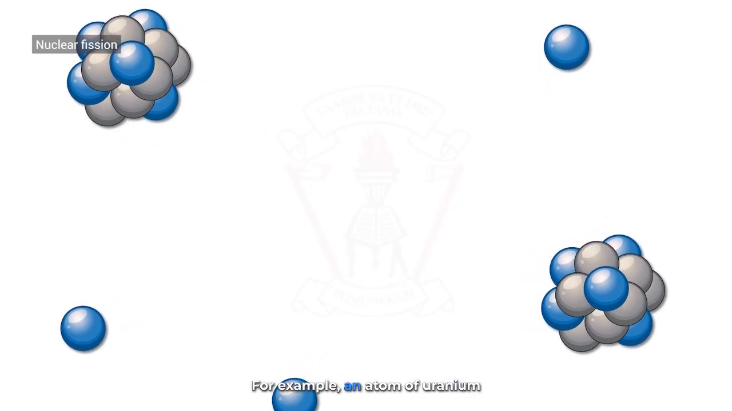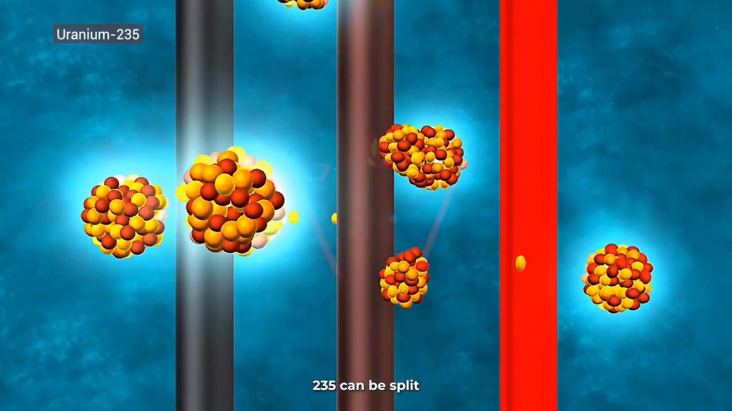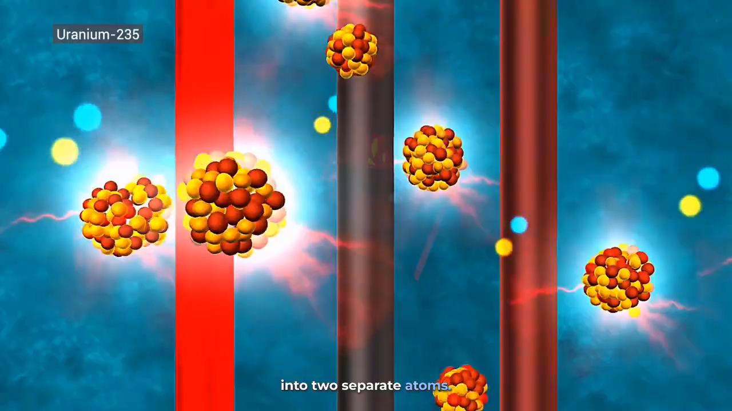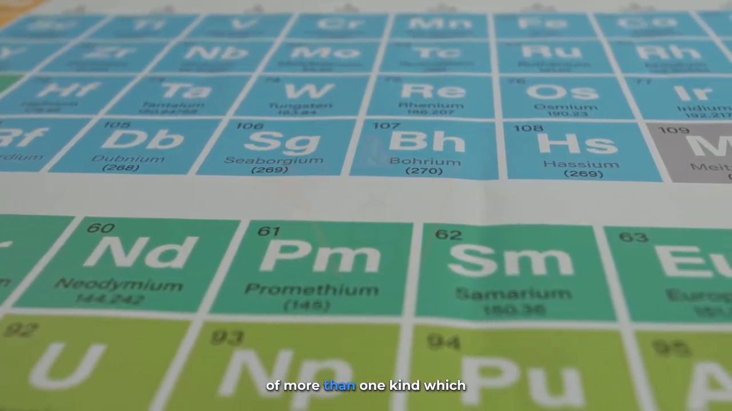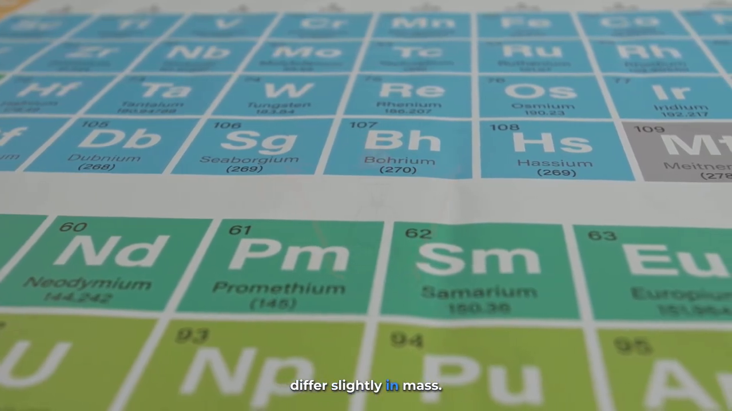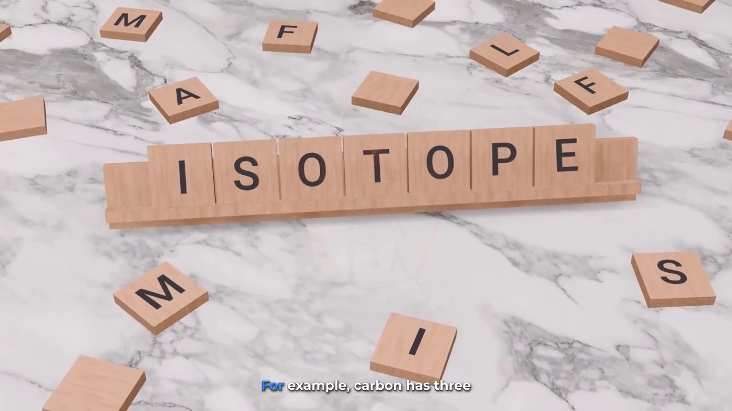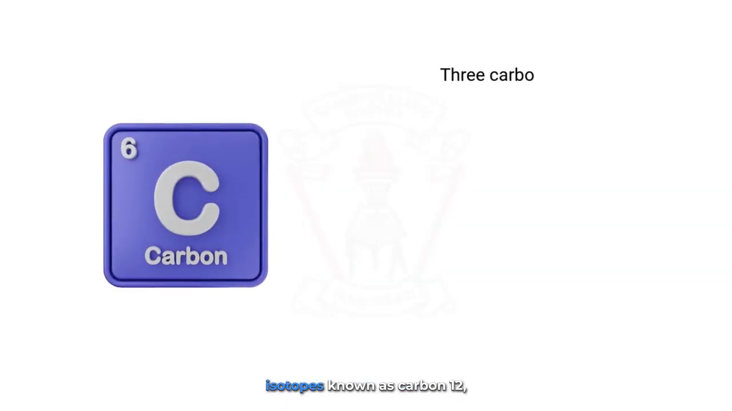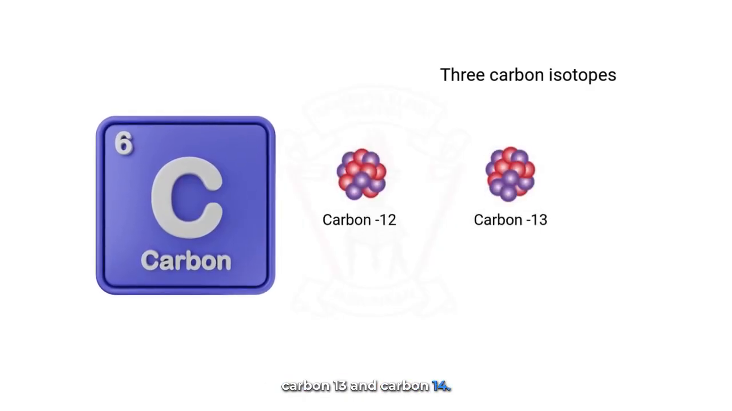For example, an atom of uranium-235 can be split into two separate atoms. 2. Some elements have atoms of more than one kind which differ slightly in mass. Such atoms are called isotopes. For example, carbon has three isotopes known as carbon-12, carbon-13, and carbon-14.